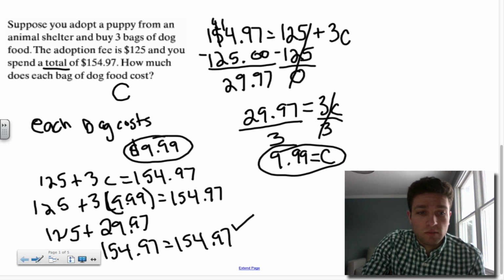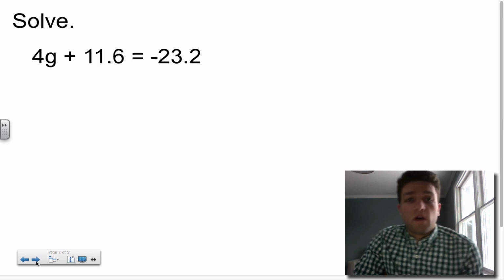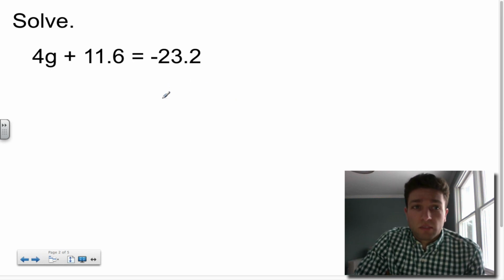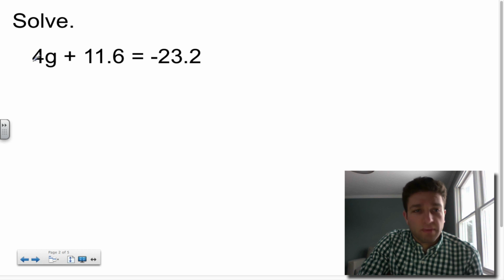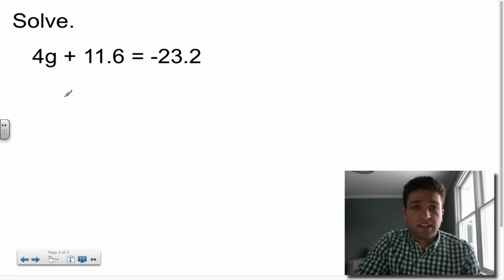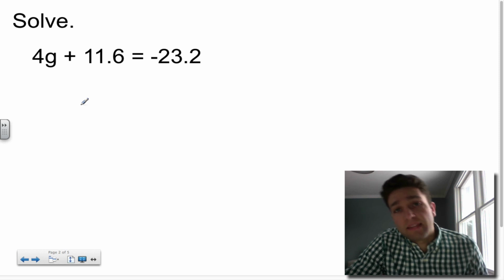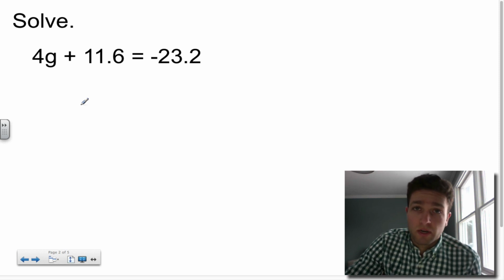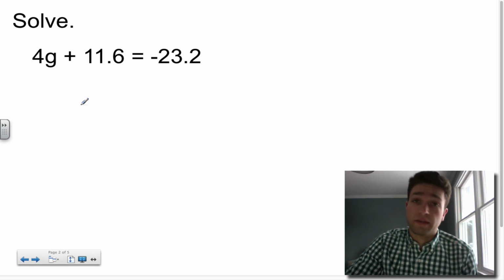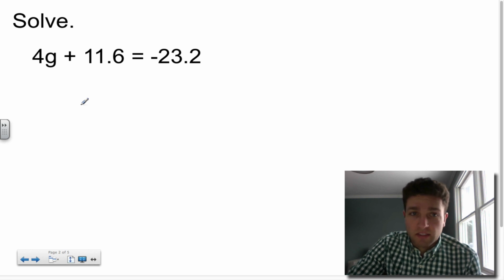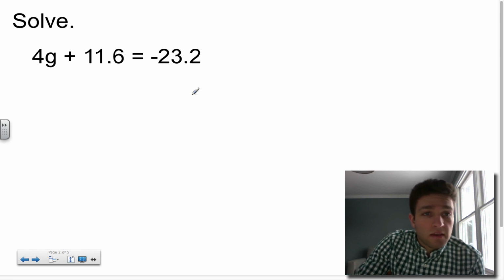We're going to look at 2 more problems, one non-word problem and then one word problem. So if I'm looking at this, 4g plus 11 and 6/10 is equal to negative 23 and 2/10. I think it would probably be a good idea for some of you at least to pause the video, try it yourself, and then you can come back and watch and see how I solve it and see if you've done it right.